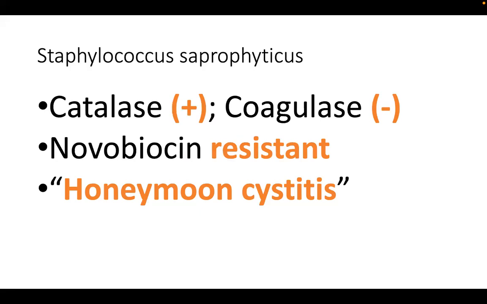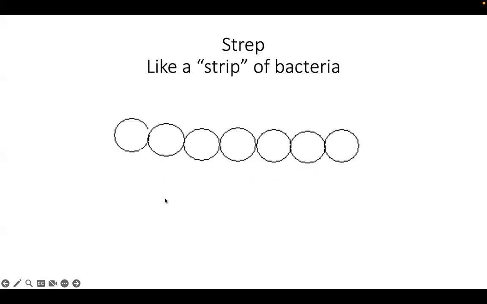Now for saprophyticus, this is usually associated with honeymoon cystitis. Now be careful because some references also mention E. coli as honeymoon cystitis. So what is going to be the qualifier in the case or the question which would make you choose Staphylococcus saprophyticus? It's going to be that phrase, young sexually active female.